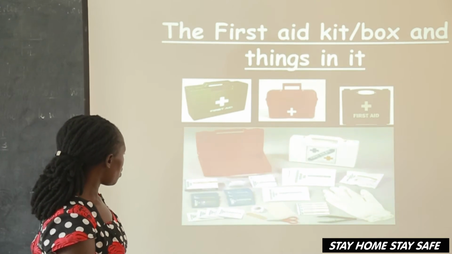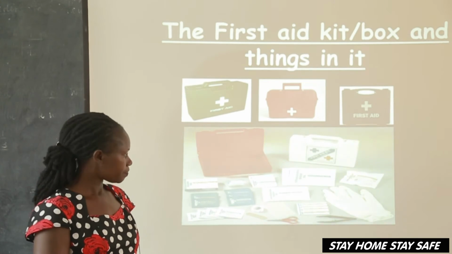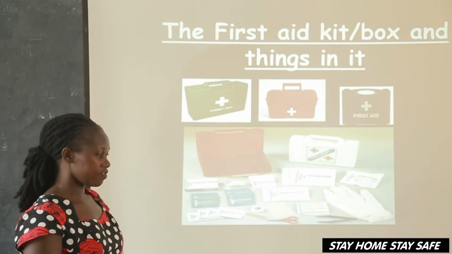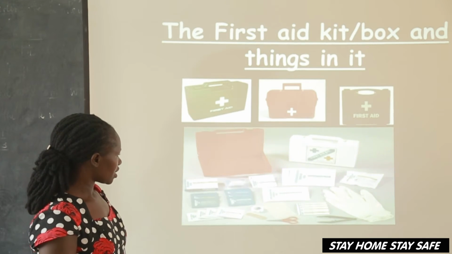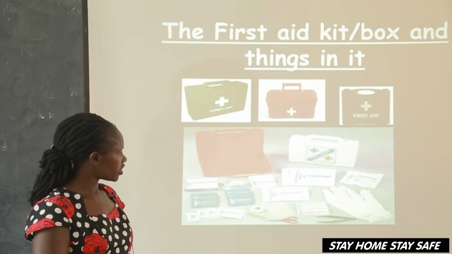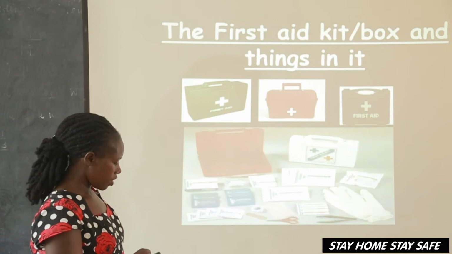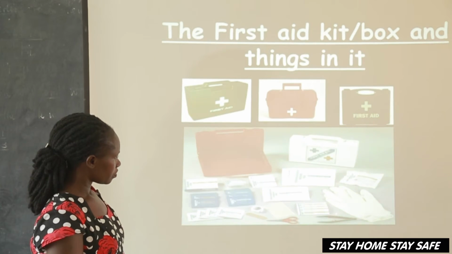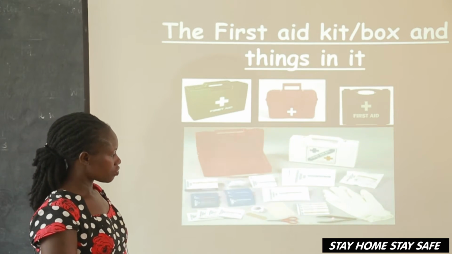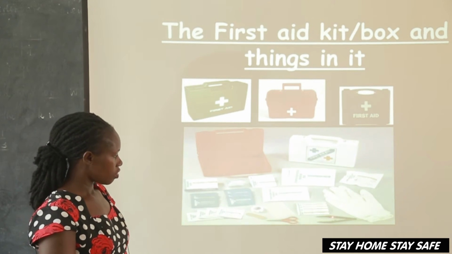And you see all the things are here. These are the ones we call the first aid kit. These are the things we use to give first aid. Look at that one. What are those? Those are gloves. Those are the ones we call gloves. We wear them on the hands. Then we have tweezers. This one is used to pick cotton wool. We are going to see the uses of all these.